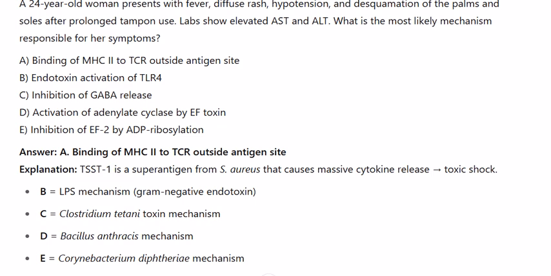Answer A. Binding of MHC2 to TCR outside antigen site. Explanation. TSST-1 is a superantigen from S. aureus that causes massive cytokine release and toxic shock. B equals LPS mechanism, gram-negative endotoxin. C equals Clostridium tetani toxin mechanism. D equals Bacillus anthracis mechanism. E equals Corynebacterium diphtheriae mechanism.